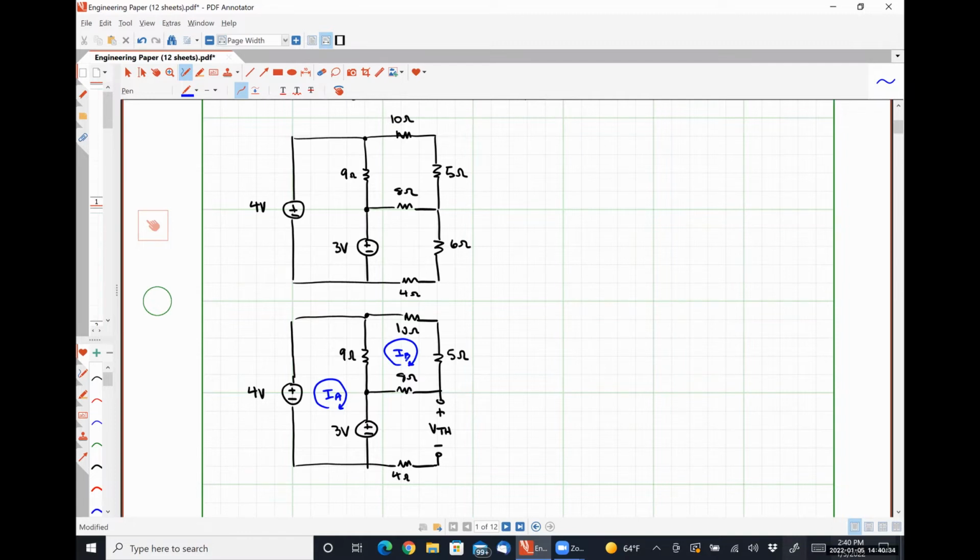So we're actually only going to have these two meshes to deal with. There are no current sources, so we won't have to do any supermesh technique or anything like that. This is just going to be straight KVL equations. So Anita, I haven't seen you in a while, so I'm going to pick on you. What should my KVL equation at mesh A look like?